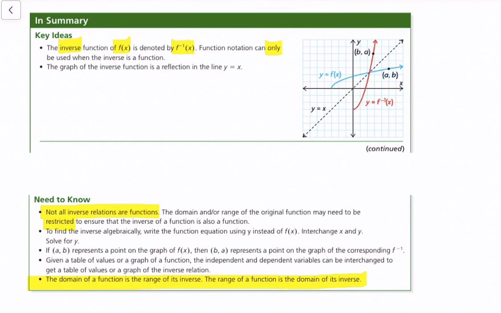And then also, if (a, b) represents a point on the graph of f of x, then (b, a) represents a point on the graph of the corresponding inverse. So given a table of values or given the graph, you can switch the x and y's accordingly to give you the information for the table of values and for the graph of the inverse. And lastly, the domain of the function is the range of its inverse, and the range of a function is the domain of its inverse.